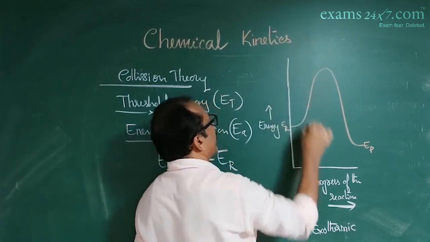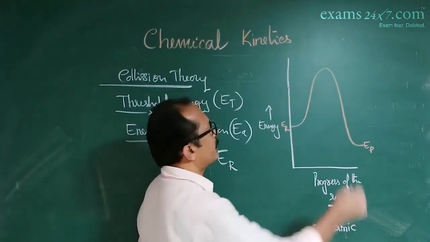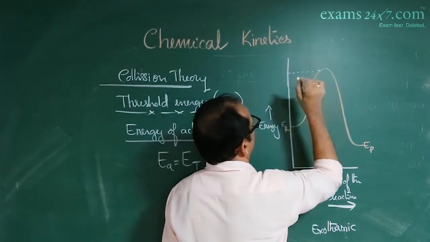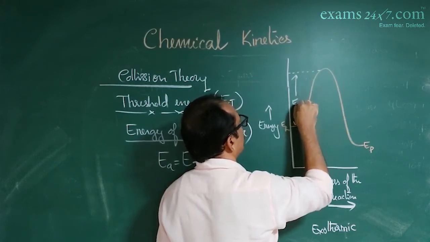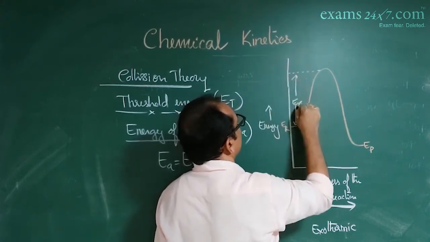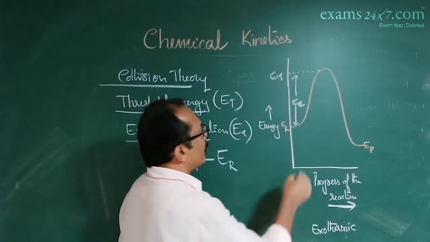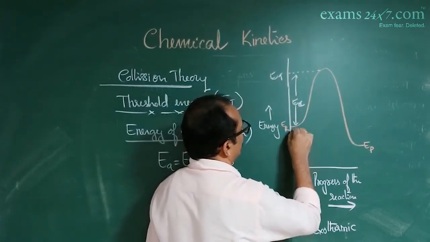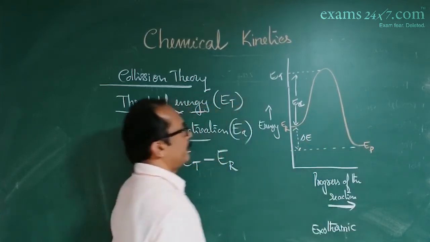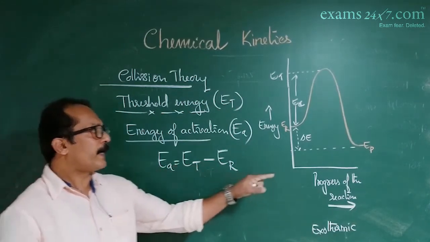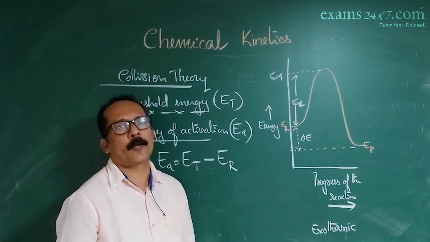According to collision theory, when reactant molecules collide with each other, it reaches a new state called activated state. This is the activated state. To reach this state, whatever energy is required, that's called threshold energy. This is called energy of activation. This energy is called threshold energy. Now, from the difference between the energy of reactant and energy of product, we can calculate delta E. For endothermic reaction, energy of reactant is less than the energy of product.